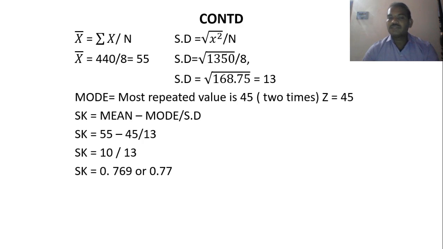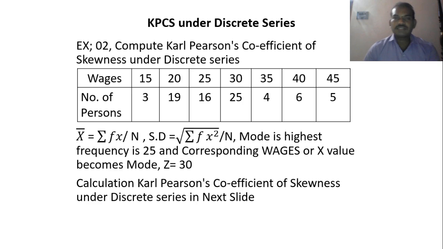Skewness is equal to mean minus mode divided by standard deviation. Karl Pearson's coefficient of skewness is equal to 55 minus 45 divided by 13. 55 minus 45, so Sk is equal to 10 divided by 13, which is 0.769 or 0.77. Next, Karl Pearson's coefficient of skewness under discrete series.